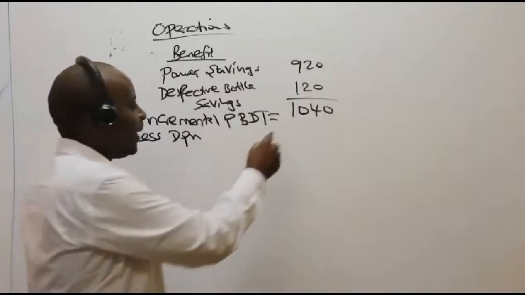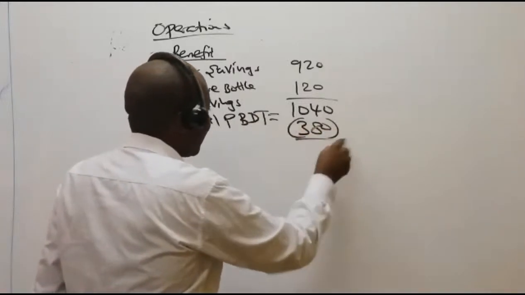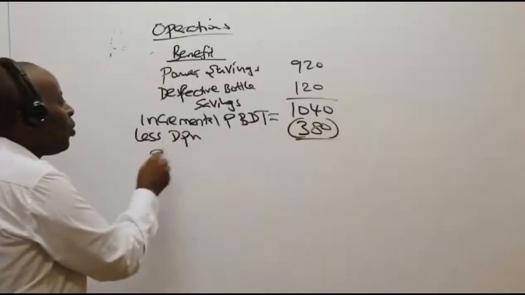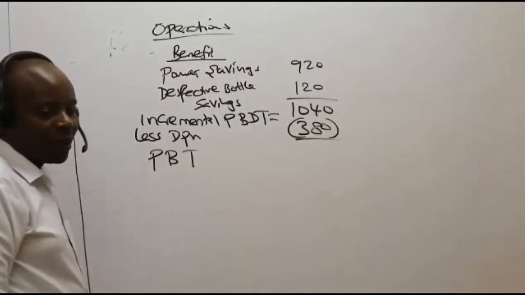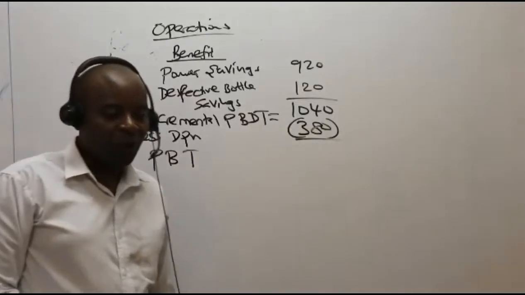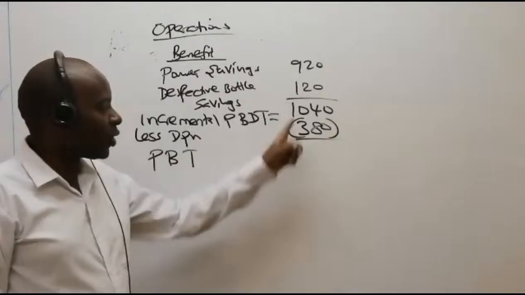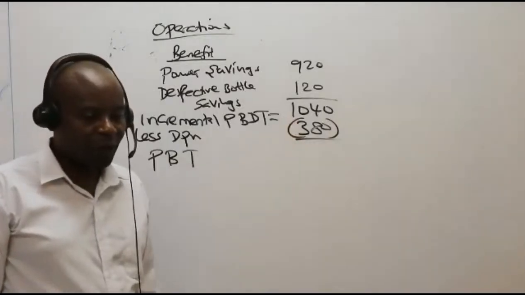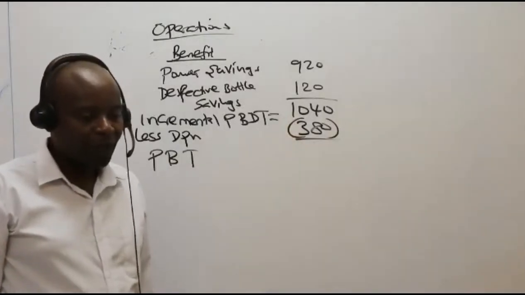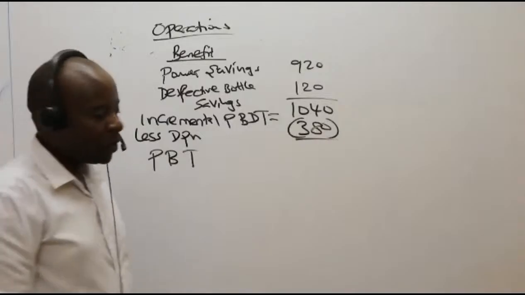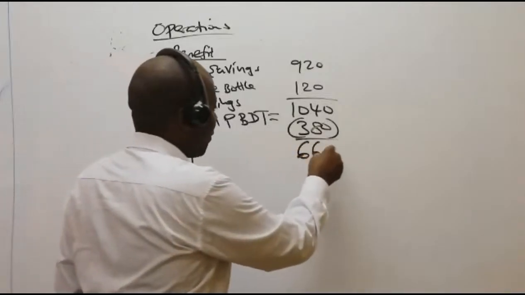380, they're telling me. 380. So please subtract this for you to be able to give me what we call profit before tax. Profit before taxation. So profit before tax, this minus this, please give me a figure. They are giving me a figure of 660.